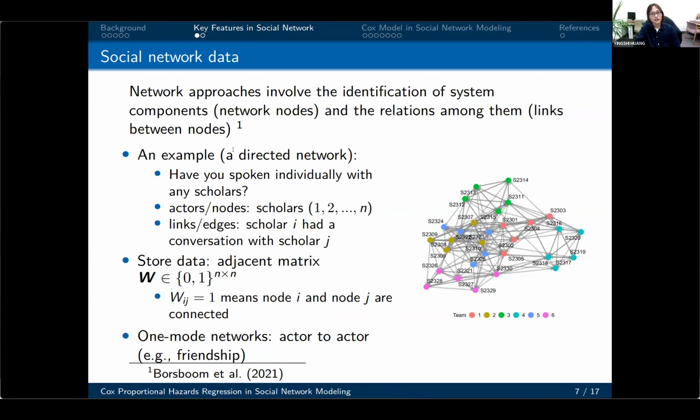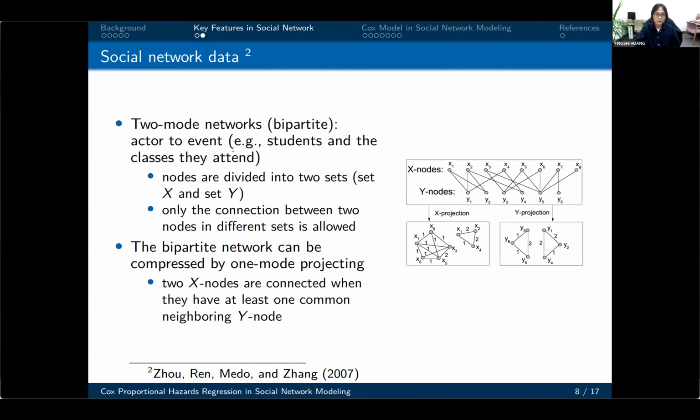For example, in this example, there's a training program and we ask everyone if they have spoken with other scholars and to indicate a name. Here each scholar is a node and a connection exists if there is a conversation. We define an n by n adjacency matrix to store the data. Each row and column represents an actor and each cell in the matrix indicates whether a connection exists. The picture shown here is a typical one-mode network and is often used to study actor-to-actor connections such as conversation. And next slide.